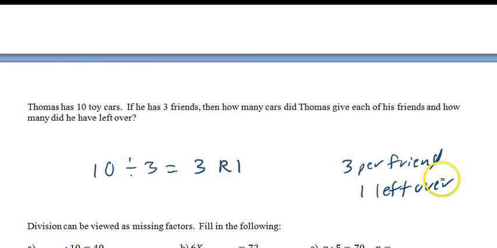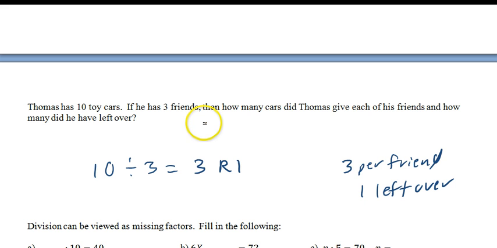Can you kind of see why they call it a remainder? It's because that's what it is. It's remaining. And even in applications, it's what's left over. It's what's remaining, not divided. It has not been put into groups. And it's not of a size group. It's just extra. So we have 1 left over.